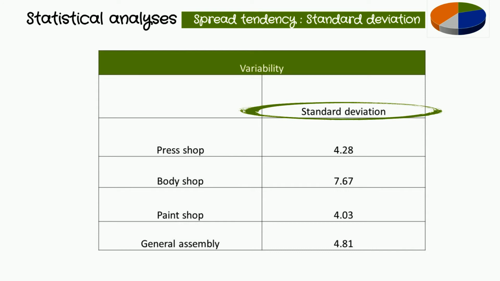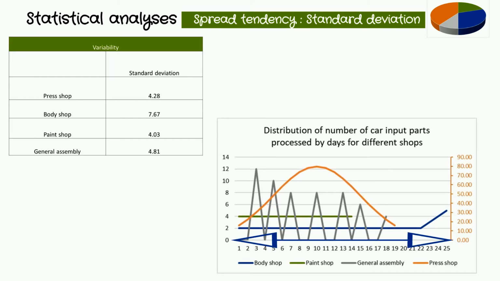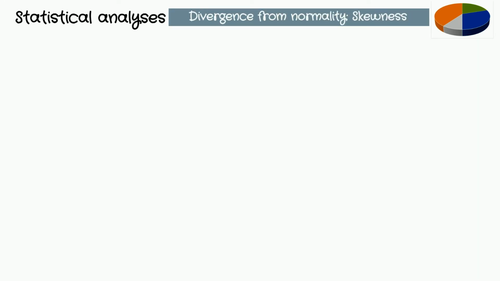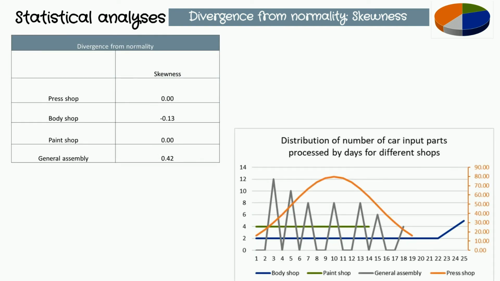Standard deviation is a commonly used metric for this. As body shop distribution spreads most, it has the highest standard deviation. The fourth type of statistical analysis is measuring divergence from normality. Skewness is the most commonly used metric. If the distribution is skewed relatively more to the left, the skewness value is negative. For the right skewed distribution, the skewness value turns positive.